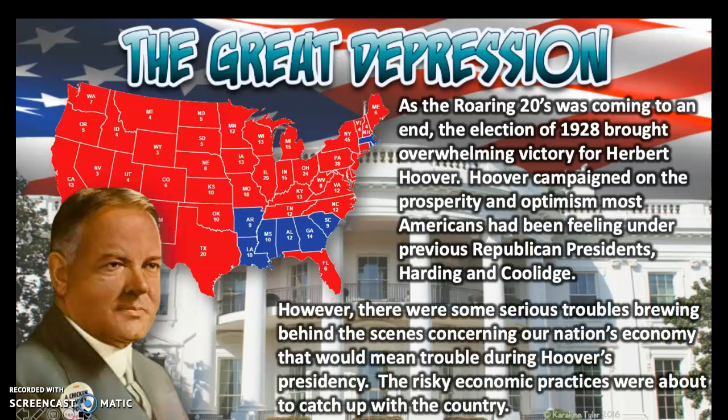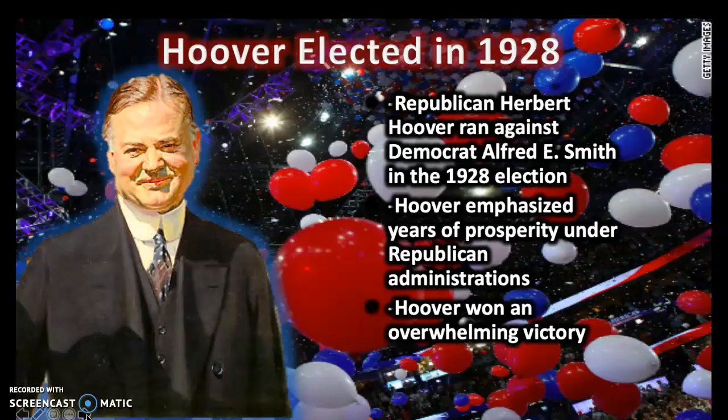But as we also hinted at before spring break, during the 1920s, there were some issues that were starting to come up concerning our nation's economy that some people were taking note of, but most people were kind of ignoring. Some of the biggest were those risky practices like buying on the margin on the stock market, for example.